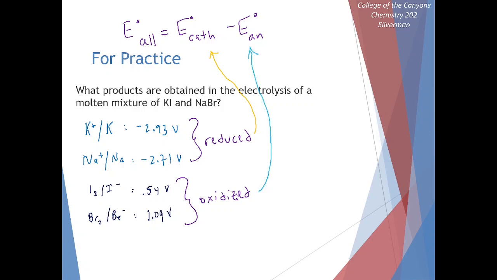To make the most positive cell potential, we're going to have to choose sodium and we're going to have to choose iodide. So the question says, what products are obtained? We'll make some sodium metal at our cathode. We'll make some iodine at our anode.